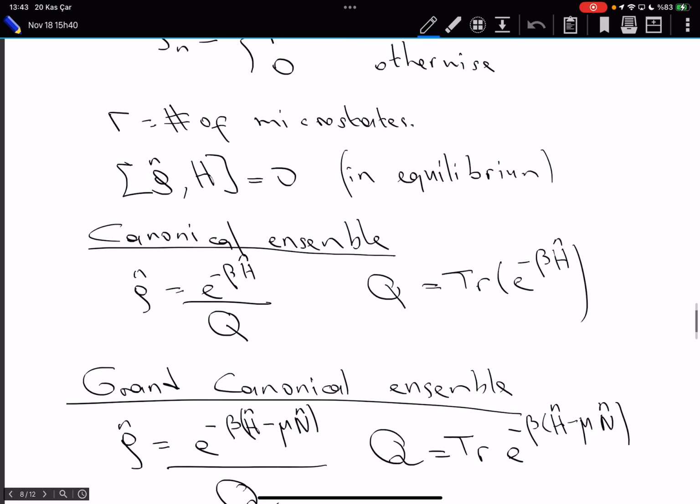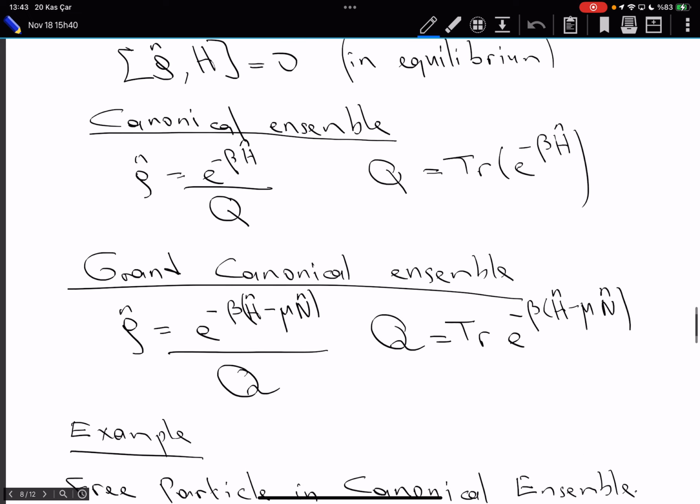There is the usual normalization. In the case of the grand canonical ensemble, we have e to the power minus beta (H minus mu N). Again, this is the same expression as we used in classical physics. The only difference is that here, instead of the number, we have the number operator. Instead of the energy, we have the energy operator. And these exponents, we have to consider as just the Taylor expansion of operators.